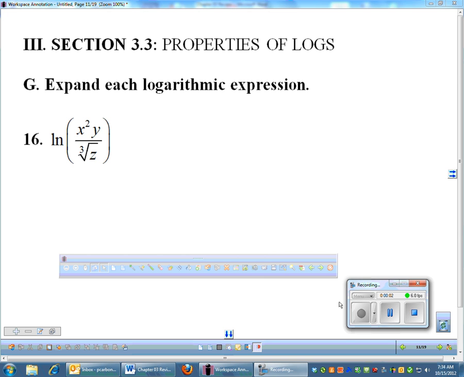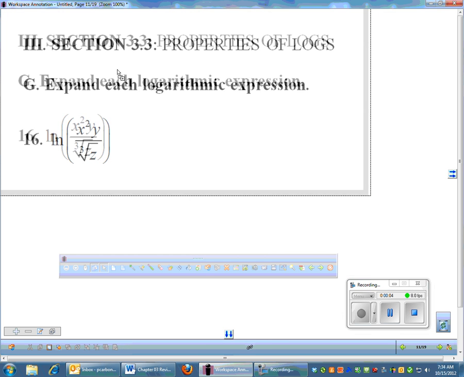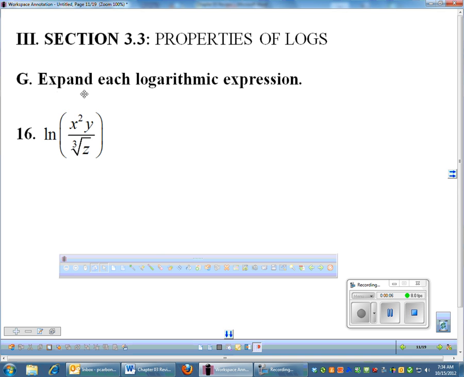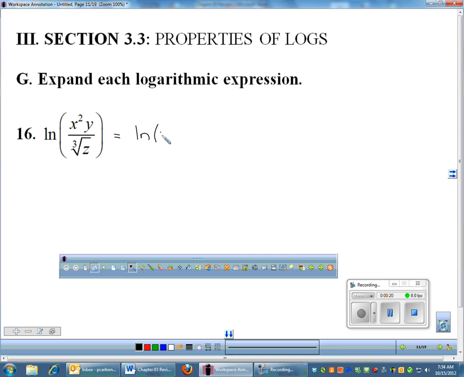Okay, moving on to more log stuff, section 3.3 in our book, properties of logs. Let's see, expand each logarithmic expression. This is where we need to write it as addition or multiplication. So remember, anything in the numerator, if you're multiplying, you split into addition. So this is going to be ln of x squared plus the ln of y.